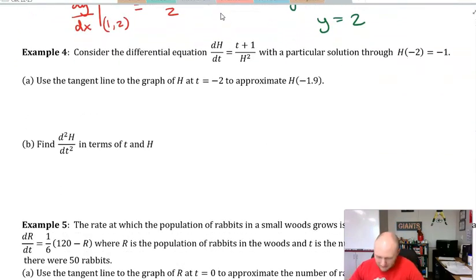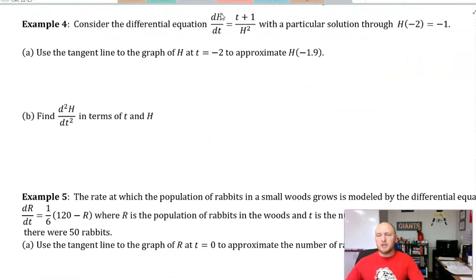Example 4. All right, now we're talking. Here's where we go into context, and we have not x's and y's, but we have h's and t's. Remember, if you have a t in there, that's usually time. That's going to be an independent variable. And if you're ever confused, just think about where the x normally goes.